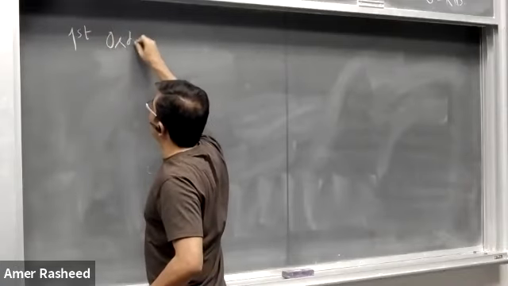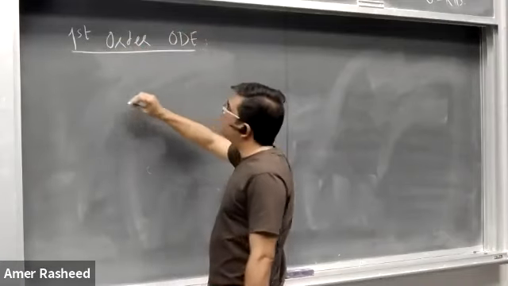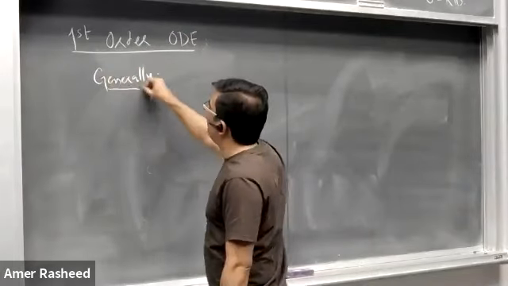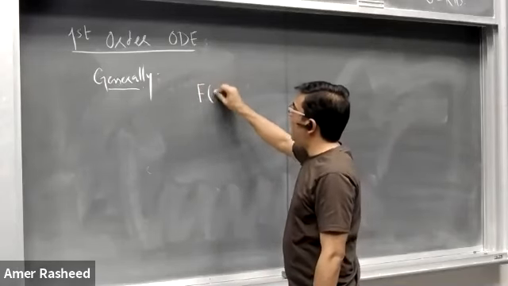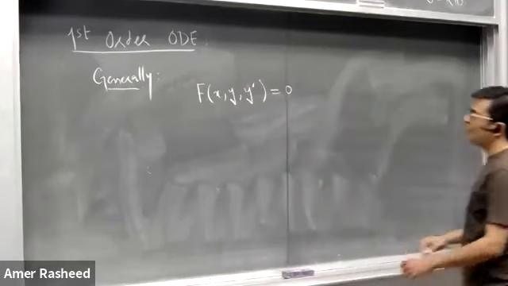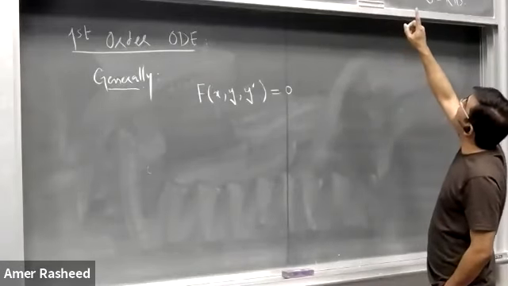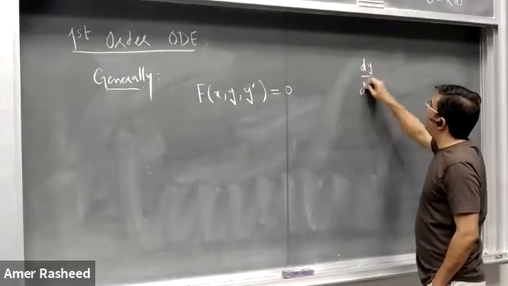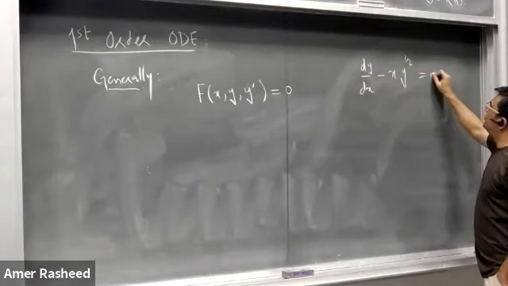First order ODEs. How can we write them in general form? Generally, we can write first order ODEs in this form: some function of x, y, and y dash is equal to 0. For example, that equation which we have written previously as example 1, in order to verify the solution. What was that differential equation? dy by dx minus x y power 1 by 2, this is equal to 0.